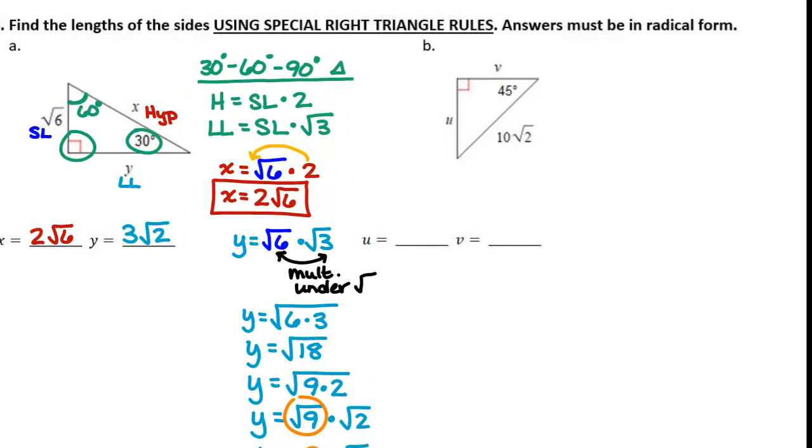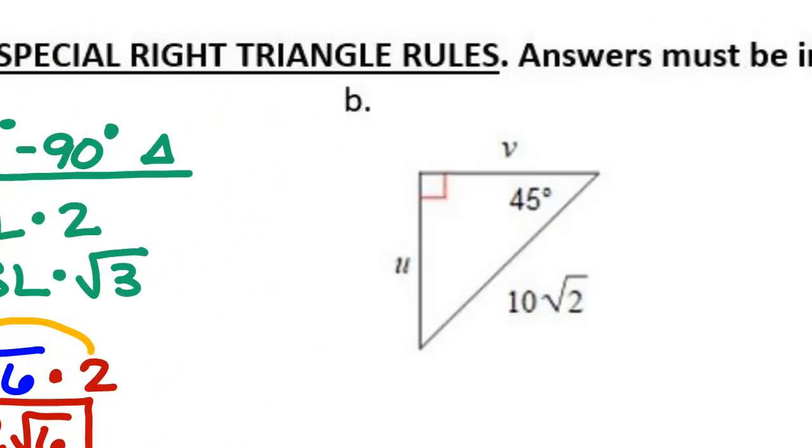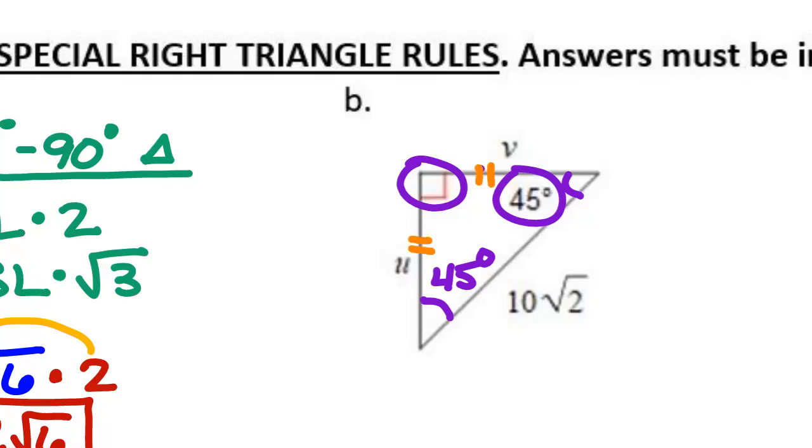All right. Part B, I see a 90-degree angle and a 45-degree angle. How big is this other angle over here? 45. So we have two congruent angles, which means what about my two legs? They are congruent. So V is the same size as U.